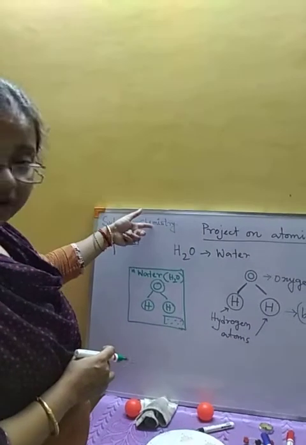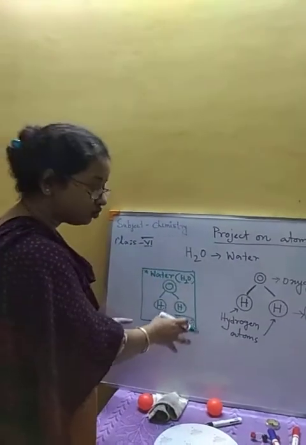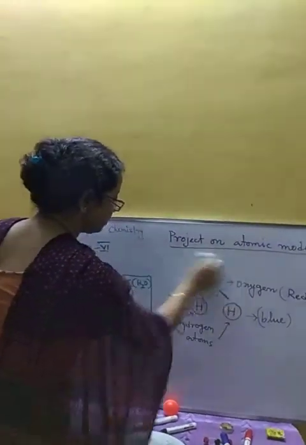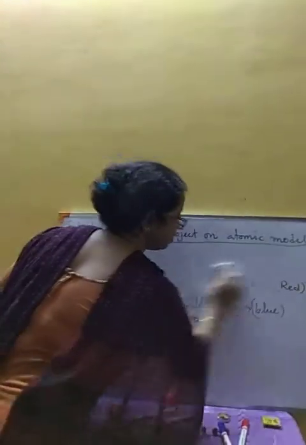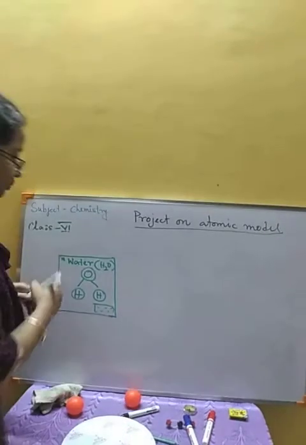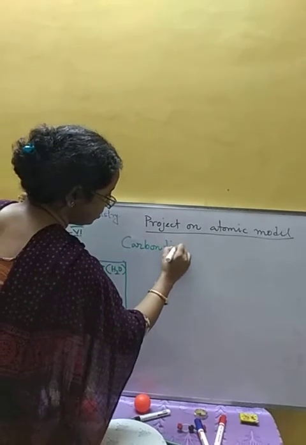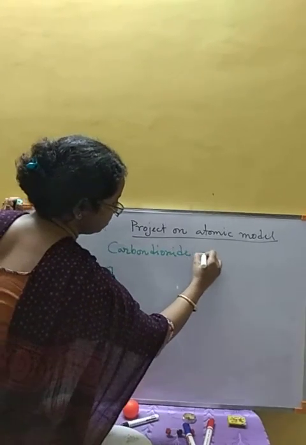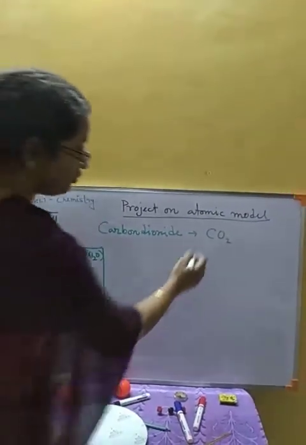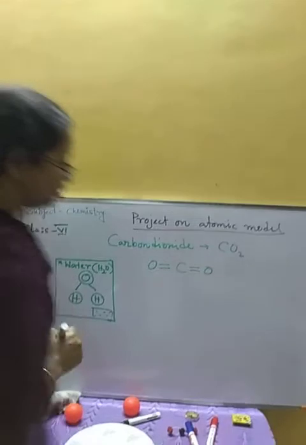This is for water. If you take carbon dioxide, then in the same manner you have to do it, just the atoms will be changed. So how are we going to do it for carbon dioxide? The process is the same. The formula is CO2, we know. So what will be the structure? Carbon dioxide structure is this.